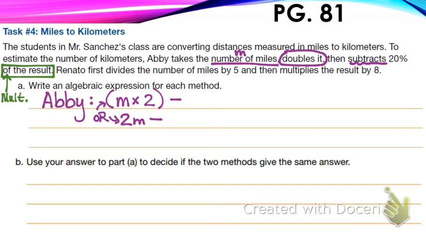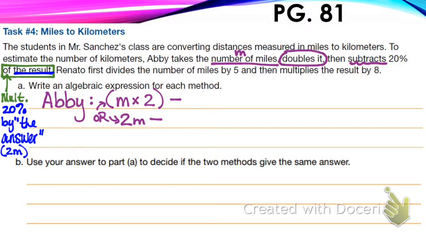So we're going to multiply 20% by the answer. The answer to what? What has she done before subtracting? Multiplication. She did the doubling, right? The multiplication of 2 times the number of miles, the answer, 2 times m. So I want 20% of that.